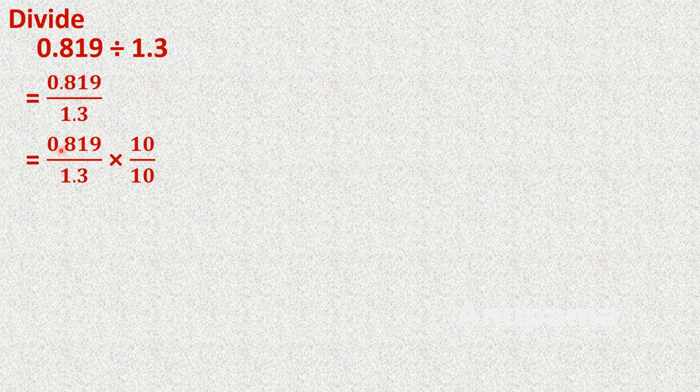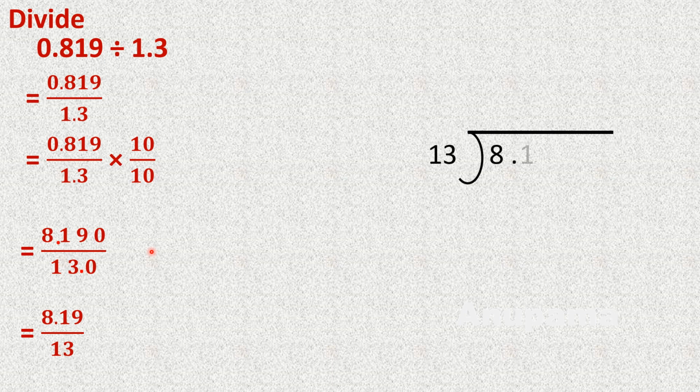Now at first we will multiply in the numerator. Always remember, whenever you multiply, do a normal multiplication and then put the decimal, or you can follow the rules. So 0.819 multiplied by 10 and 1.3 multiplied by 10. So what will you get? You will get 8.190 and in the denominator it is 13.0, and you can write it like this, 8.19 by 13. Now let us divide 8.19 by 13.